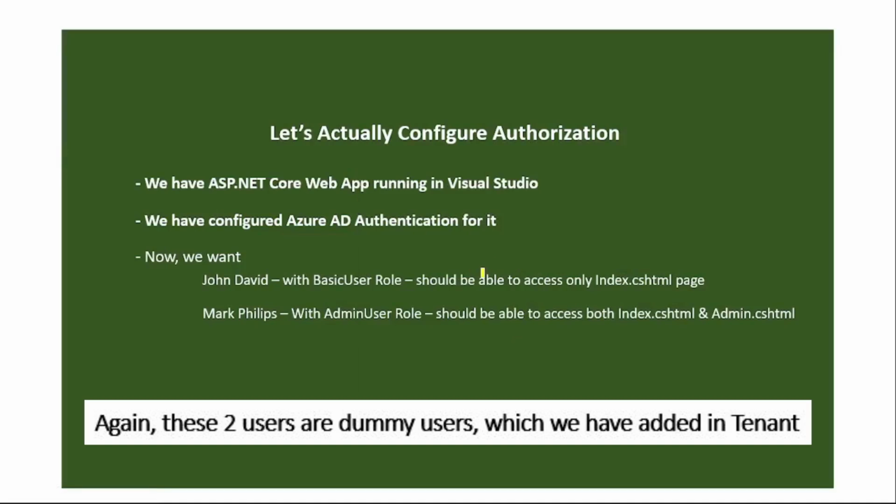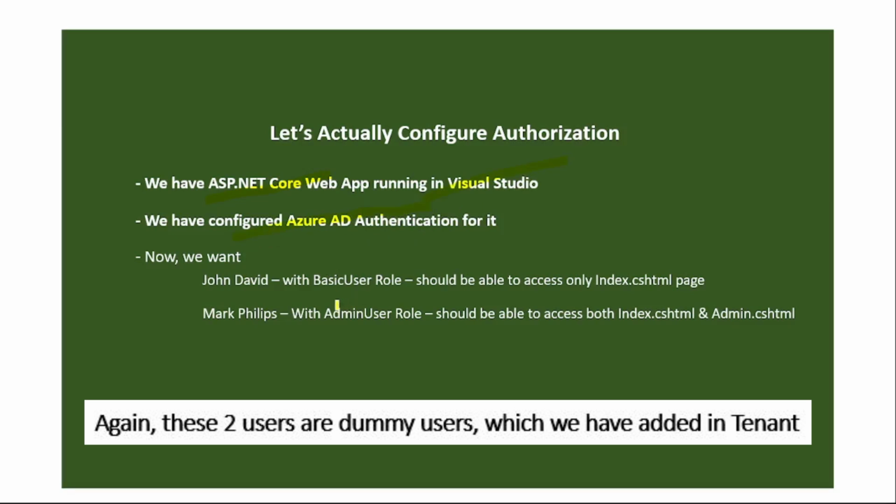Hello guys, now in this video let's configure authorization for our ASP.NET Core web app. We already have an ASP.NET Core web app running in Visual Studio, and for that app we have already configured Azure AD Authentication. Now what do we want to do?